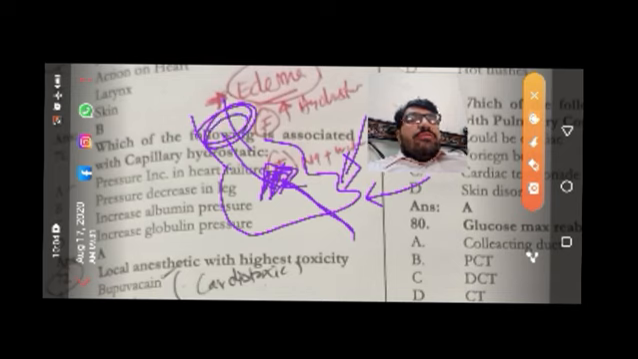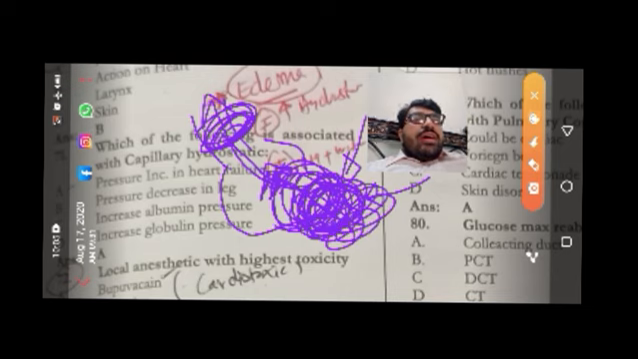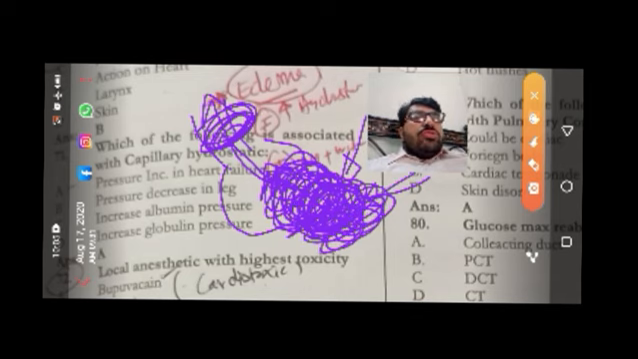So if there is obstruction, what happened? The extra fluid cannot be drained. So what happened? There is accumulation of fluid. When there is accumulation of fluid, it causes what? Edema. It causes edema. So the accumulation of fluid causes what? Increase in hydrostatic pressure. So in lymphatic obstruction, the increase in hydrostatic pressure is actually responsible for edema.